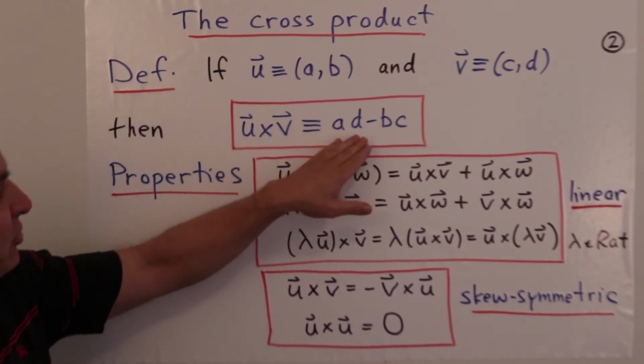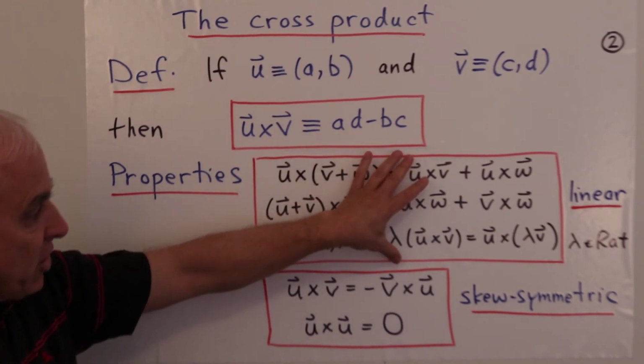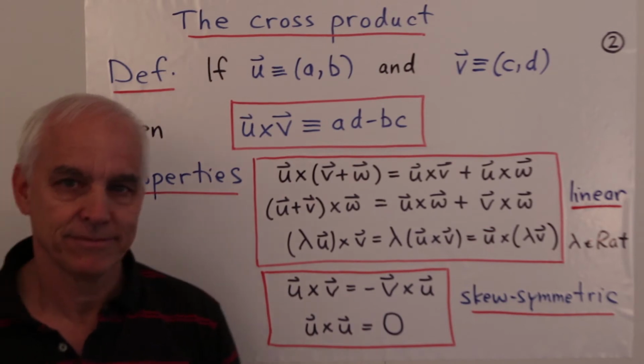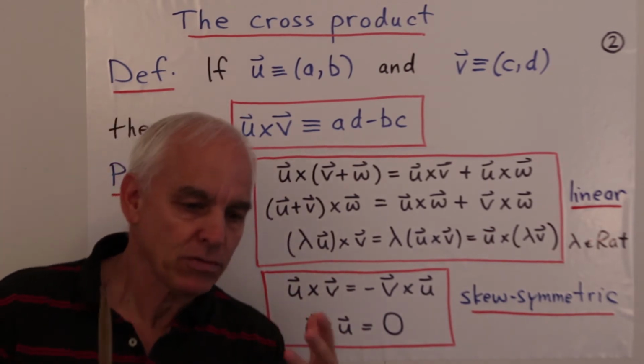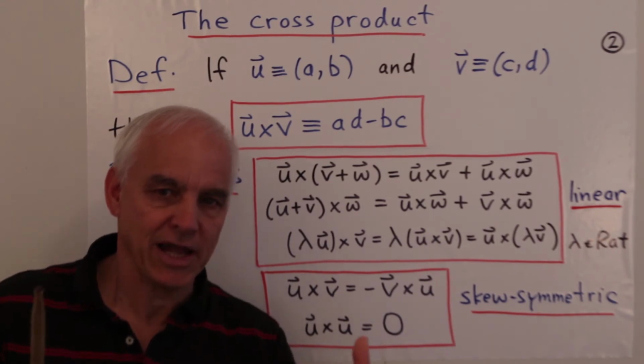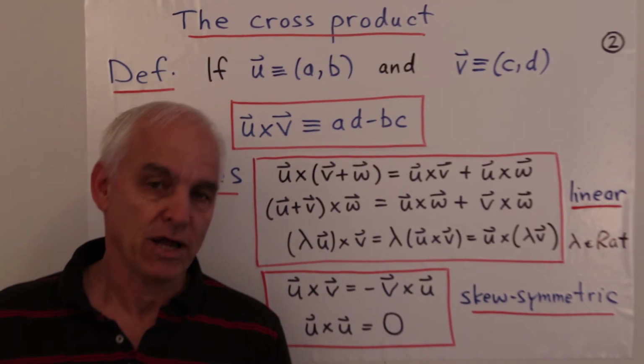So the cross product between two planar vectors is a number, it has a bunch of linear properties, and it's crucially skew-symmetric. It'll be a useful tool for us to work with and introduce and calculate signed areas of all kinds of things.